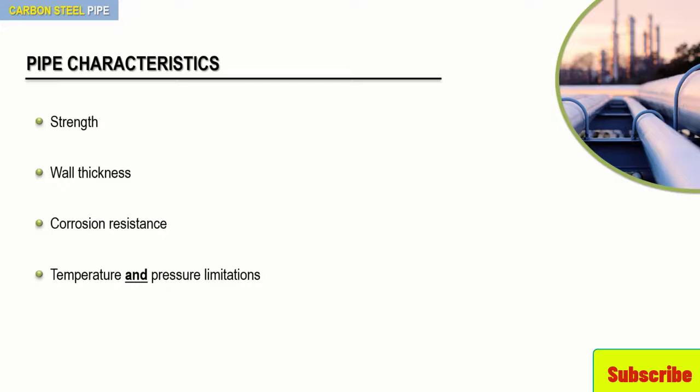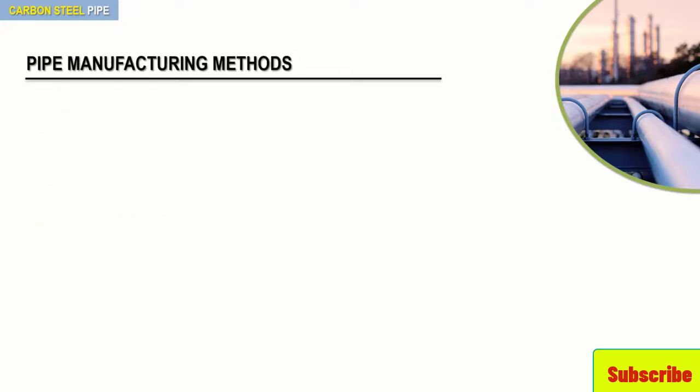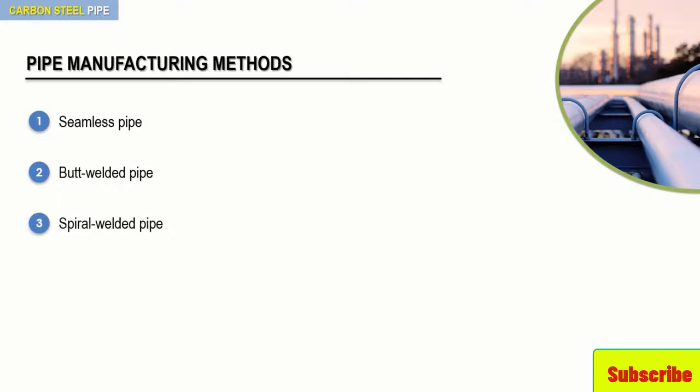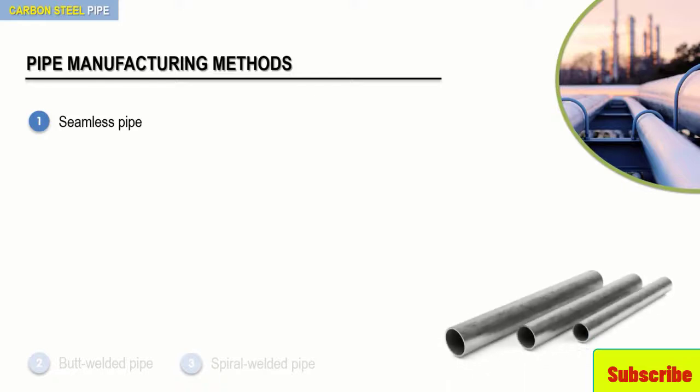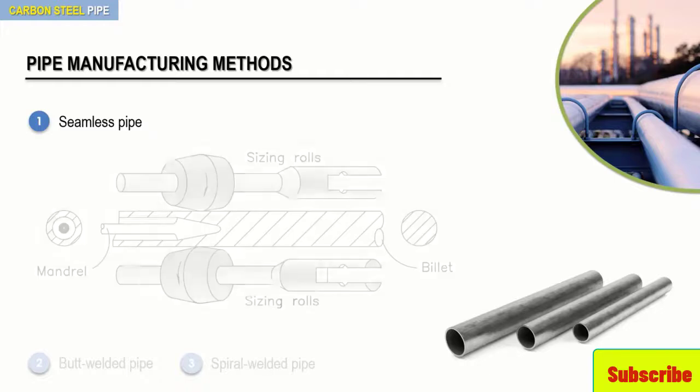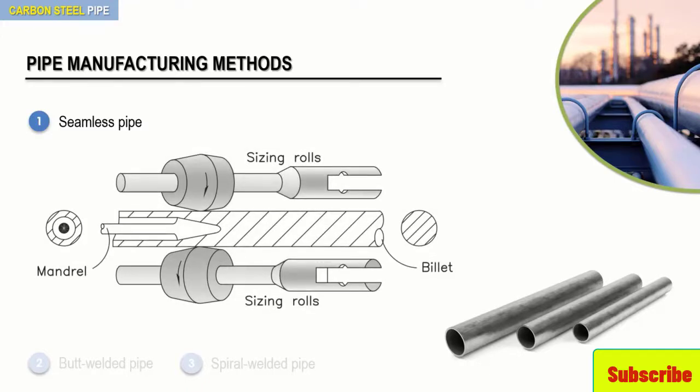For now, the pipe manufacturing methods to be discussed in this section include seamless, butt welded, and spiral welded. Seamless pipe, as in this example, is formed by piercing a solid near molten steel rod with a mandrel to produce a pipe that has no seams or joints. The following figure depicts the manufacturing process of seamless pipe. Here, the mandrel pierces the hot solid steel rod to form a seamless pipe.